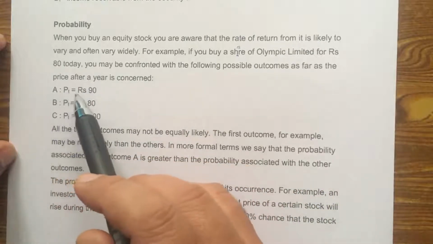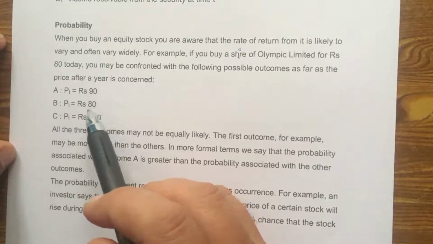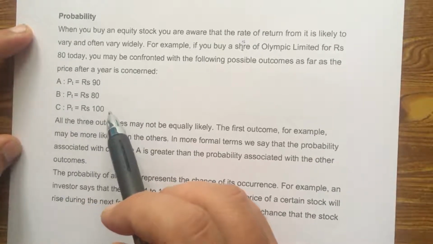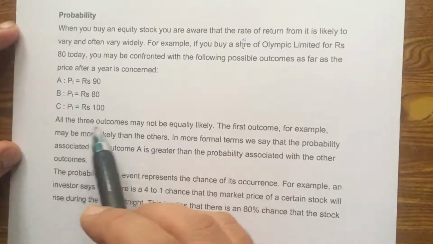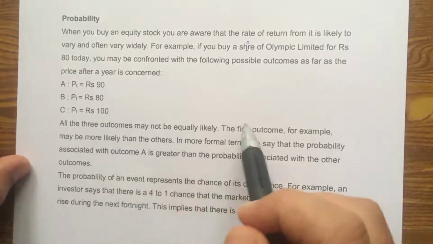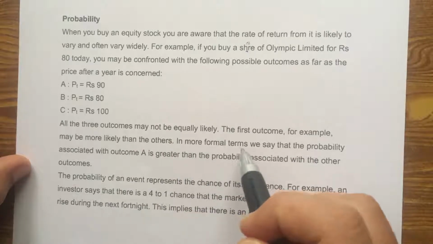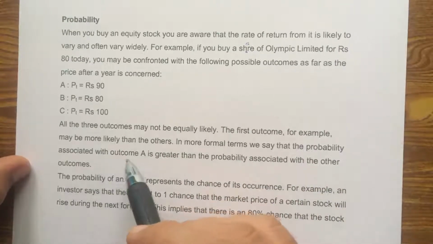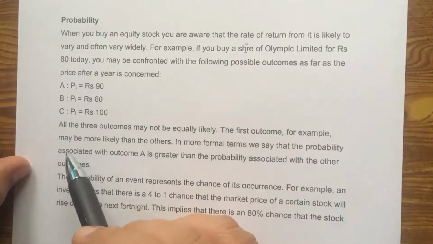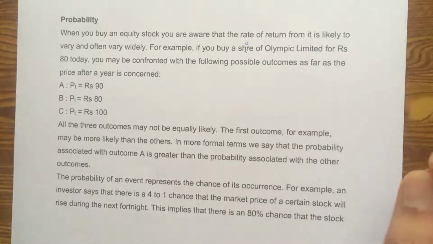Let's say there are 3 possible outcomes: A, that the price per share will rise to 90 rupees. B, that the price per share will remain the same at 80 rupees. And C, that the price per share will rise to 100 rupees. Now, all the 3 outcomes may not be equally likely. The first outcome, for example, may be more likely than the others. In more formal terms, we say that the probability associated with outcome A is greater than the probability associated with the other outcomes, B and C. So all three outcomes may not be equally likely.